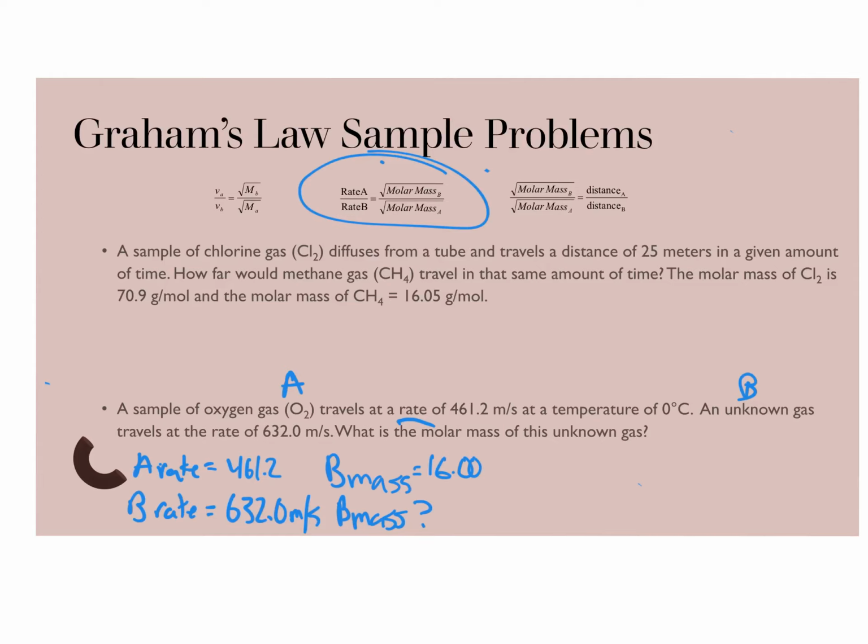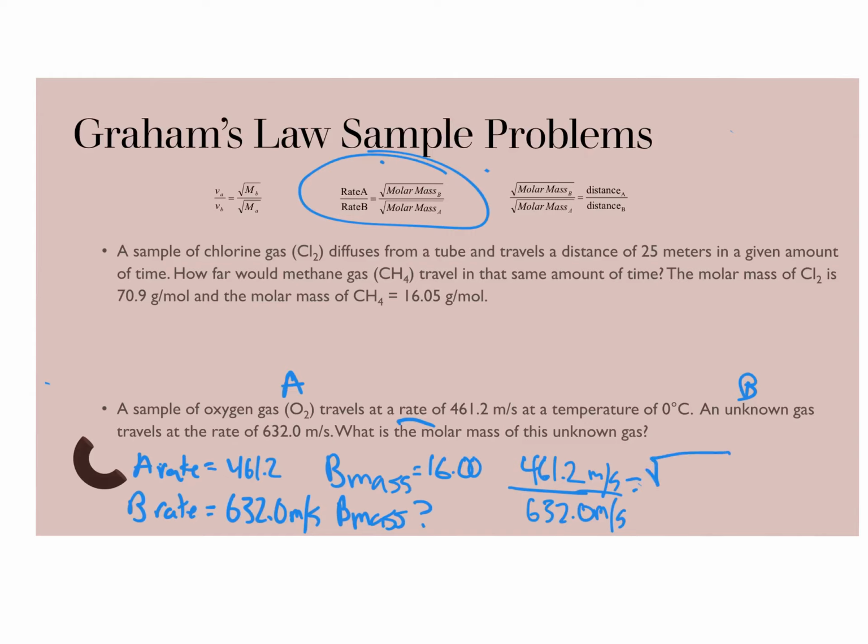So then we plug the numbers in. So the rate of A, 461.2, divided by rate B, 632.0, equals the square root of the molar masses.